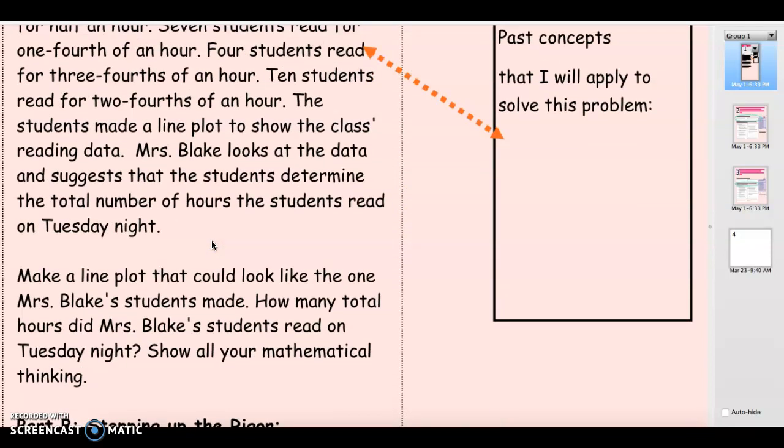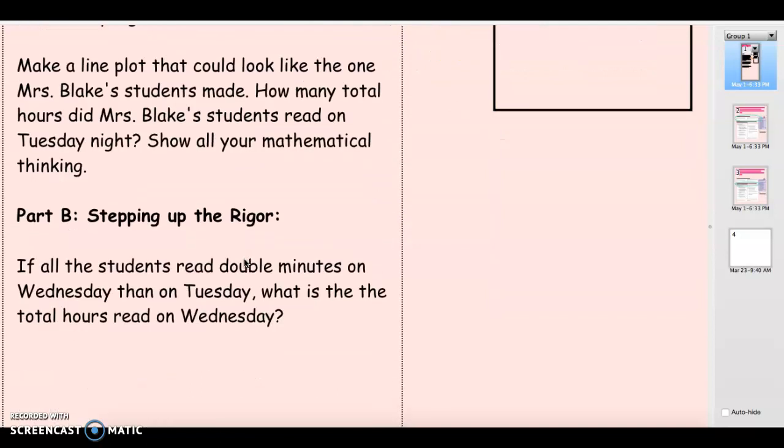Make a line plot that could look like the one Ms. Blake's students made. How many total hours did Ms. Blake's students read on Tuesday night? Show all your mathematical thinking. Part B, stepping up the rigor. If all the students read double minutes on Wednesday than on Tuesday, what is the total hours read on Wednesday?